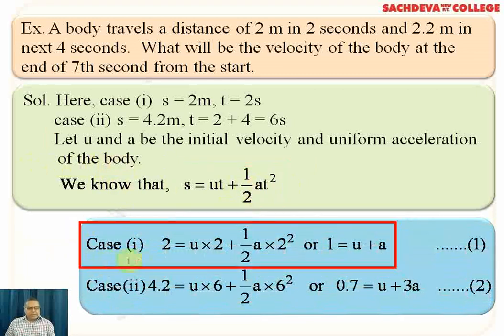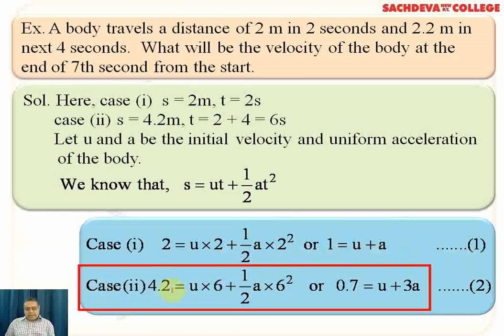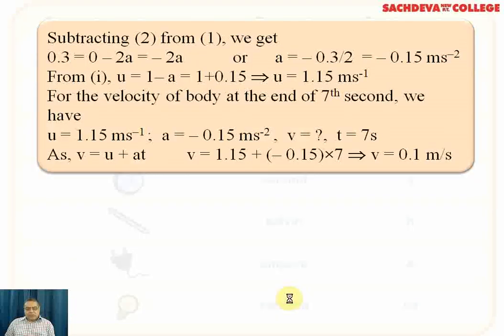Now in the first case, after putting the values, we will find that 2 is equal to u multiplied by 2 plus half a into 2 square, and we get u plus a is equal to 1. Similarly, in case 2, we will get u plus 3a is equal to 0.7, and now we have to use the simultaneous equations in two variables to get the values of a and u.